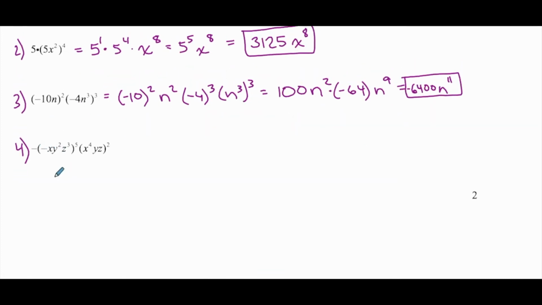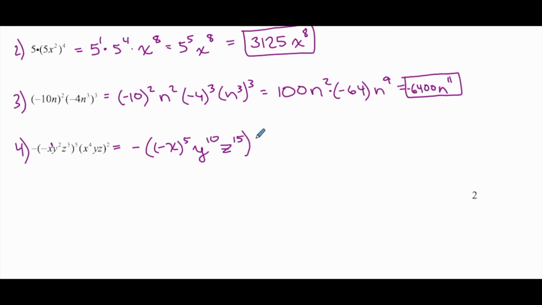Last example. We're not going to have to worry about squaring anything or cubing anything numerically, because there's no numbers here, just letters with exponents. I'm going to deal with this part. I know I have that negative sign out front. Inside I have negative x to the 5th, because I multiply the exponent of 1 times 5. I have y, it was y squared to the 5th, so it's y to the 10th. Z to the 3rd to the 5th is z to the 15th.